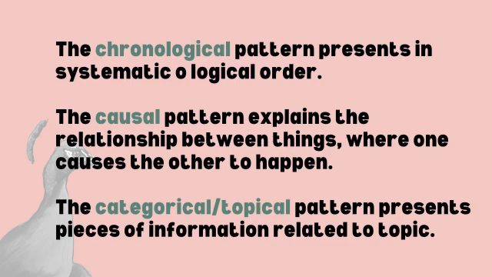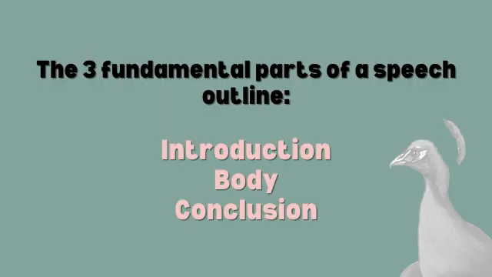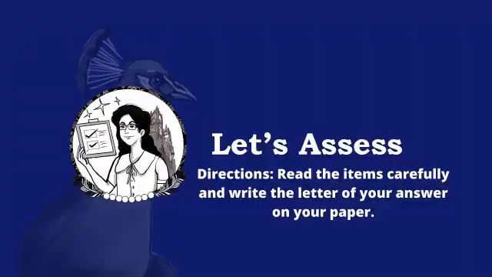The causal pattern explains the relationship between things where one causes the other to happen. The categorical topical pattern presents pieces of information related to the topic. And the three fundamental parts of a speech outline are introduction, body, and conclusion. We are able to finish all the speech patterns and all the parts of a speech outline. Great job! Now it's time for a short quiz.